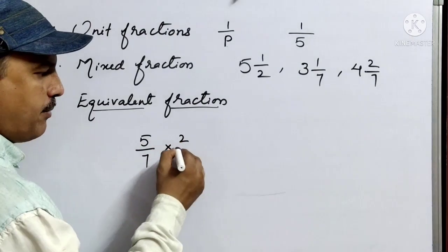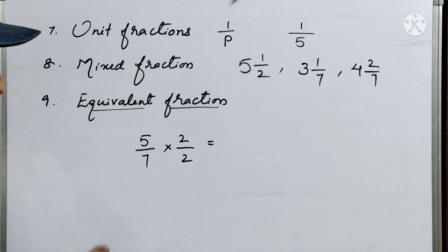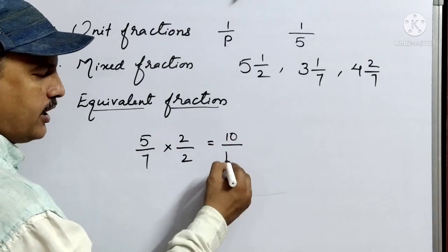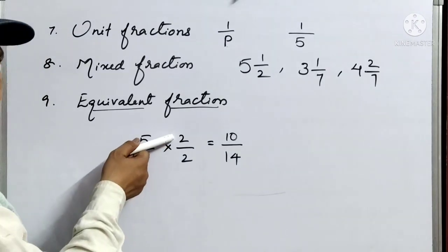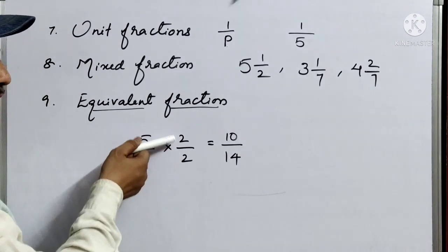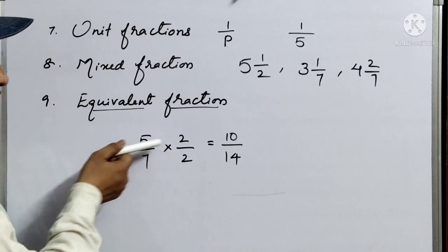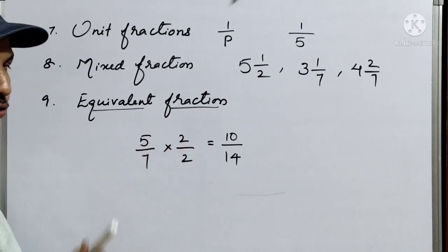And here I am multiplying with 2 by 2. That means both numerator and denominator I am multiplying. So 5 2s are 10, 7 2s are 14. How much did I get, children? When I multiplied numerator and denominator both by the same number, you got 10 by 14.